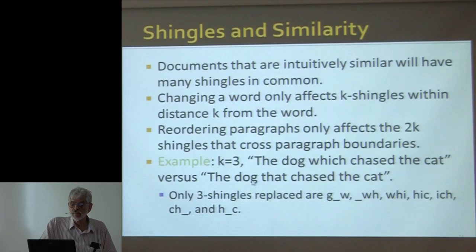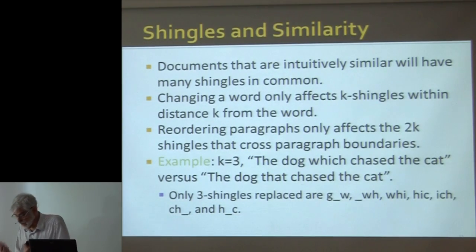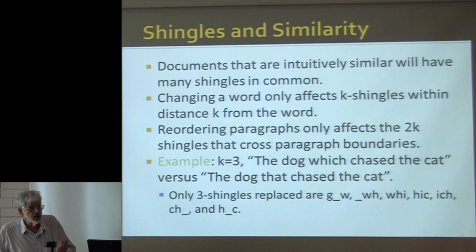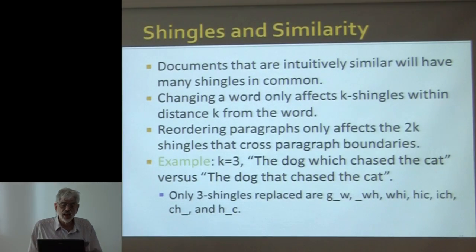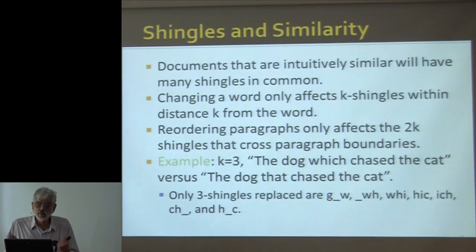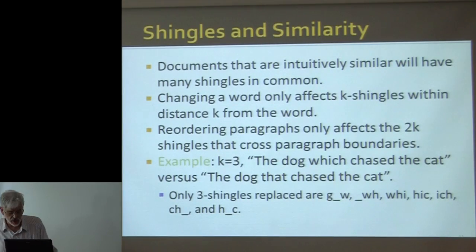Those don't appear, and then there are several shingles from the G in dog to the C in chased. Whatever shingles you make from those will appear in the new one. So the difference in those sets is about twice as big as the change that I made to the text, but it's no worse than that. So you still will have lots of shingles in common, like capital THE, HE blank, and so on, that appear in both. So these will still have similar sets.